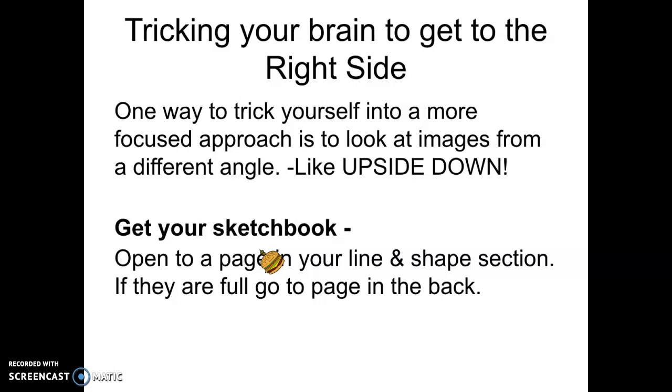And the way we're going to do that is by drawing an image that's upside down. So get your sketchbook and open to a page in the back, maybe just page 61. You probably have used all your line shape section pages. So go to page 61 and then come back here, pause this video, come back here, and then we will go on to the next steps.